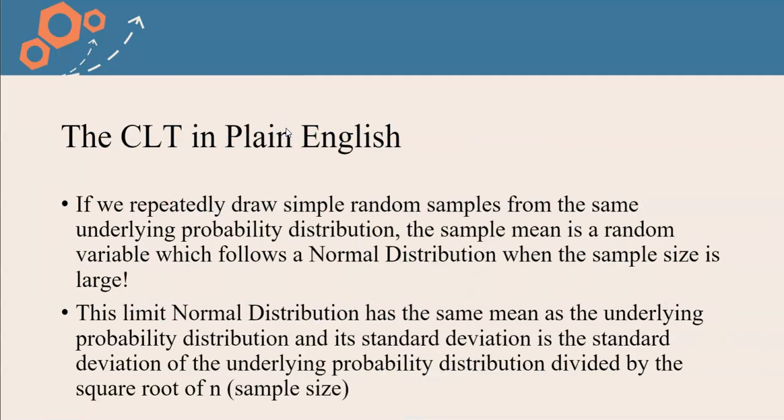So let's try this. The CLT in plain English: if we repeatedly draw simple random samples from the same underlying probability distribution, then the sample mean is a random variable, which follows a normal distribution when the sample size is large. And this limit normal distribution has the same mean as the underlying probability distribution, and its standard deviation is the standard deviation of the underlying probability distribution divided by the square root of n, which is the sample size. Well, maybe this is easier to understand.